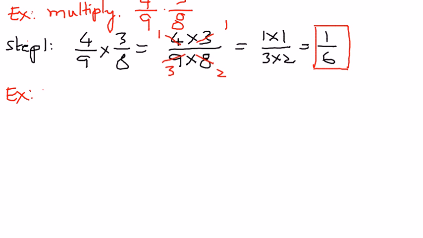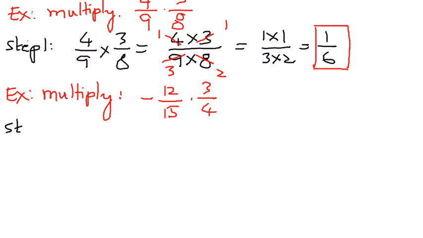In this example, let us multiply these two fractions: minus 12/15 times 3/4. These are the two fractions we have. So step number 1. We know that a negative number multiplied by a positive number is going to be equal to a negative number. The negative sign is for negative 12/15, and 3/4 does not have any sign attached to it, therefore positive signs are implied. So a negative number times a positive number is always going to come out as a negative number.